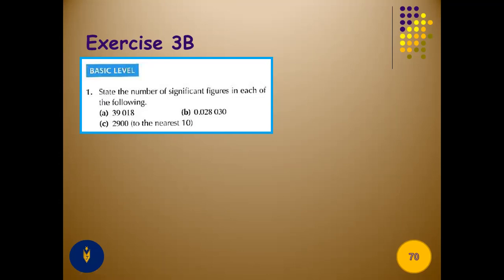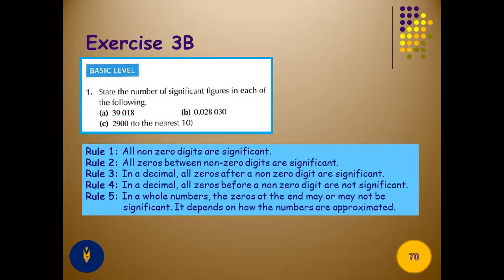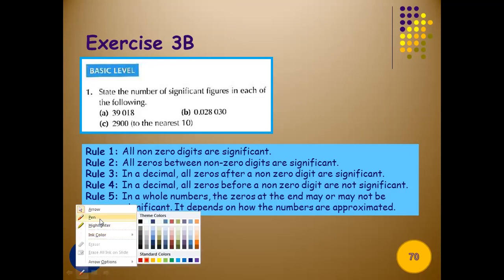So first recall all the rules, 5 rules. Rule number 1, all non-zero digits are significant. Rule 2, all zeros between non-zero digits are significant. And in a decimal, all zeros after a non-zero digit are significant. In a decimal, all zeros before a non-zero digit are not significant. Means in a decimal, if the value is a decimal and a zero comes before a non-zero digit, it's not significant. In a whole number, the zeros at the end may or may not be significant. It depends on how the numbers are approximated.